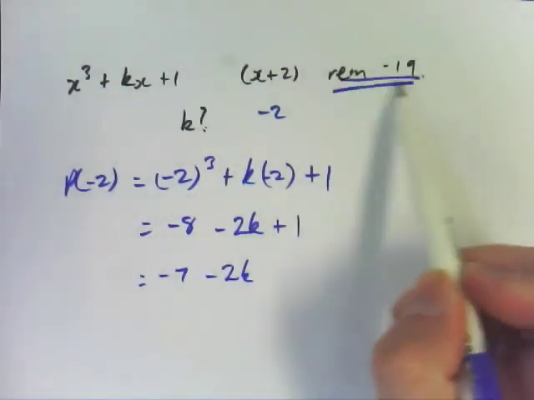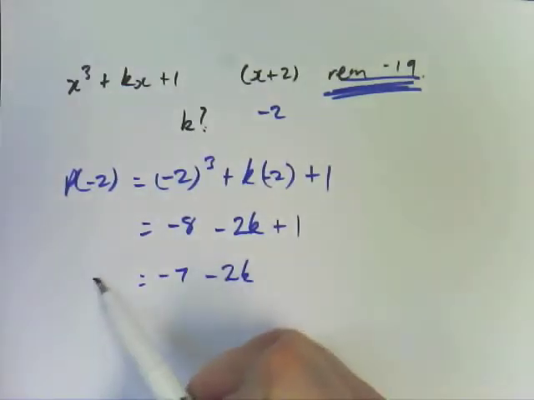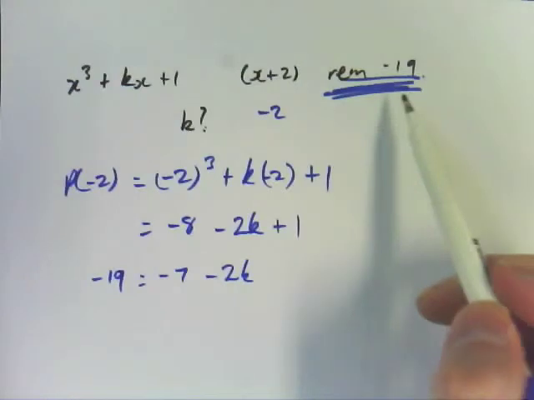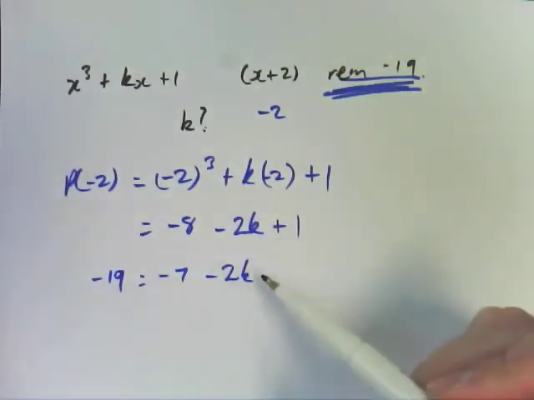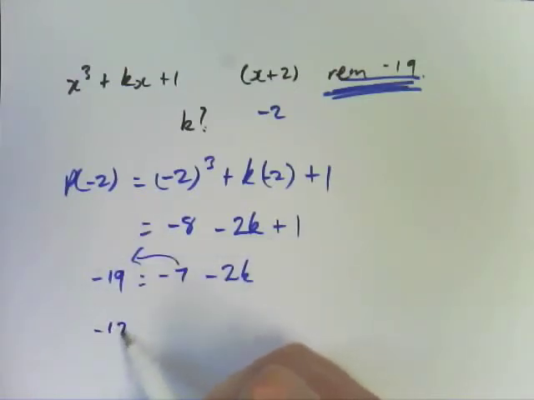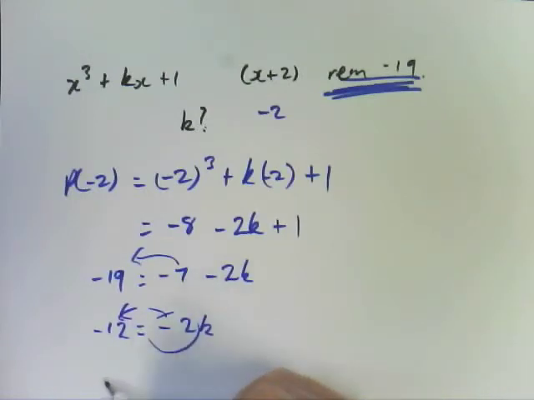Minus 19. Okay, it equals -19. How do I know? Because I'm trying to find what k equals. So my remainder, when I substitute that in, is -19. Now I just rearrange this to get k on its own. So I'm going to take 7 over the other side, and I get -12 equals -2k. I take the -2 over the other side, and I get 6 equals k. Okay, so it's not a great deal harder than anything else. It just takes that little bit of extra step, a little bit of extra thinking.